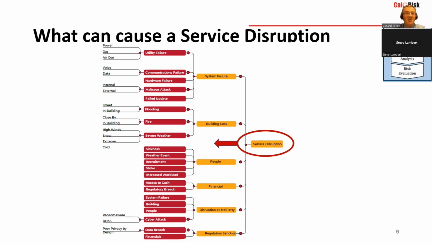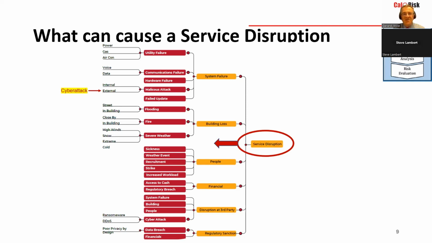I'm a former hardware engineer, and I can tell you, yes, hardware does fail. Eventually, it will fail. So lots of things can cause a system failure, but we tend to focus on cyber attack. And I put that in here just to show you it's only one of maybe 20 things that could cause a service disruption. And if we're talking about risk mitigation, you need to understand where this can all come from, because there's lots of more detailed risks in here.